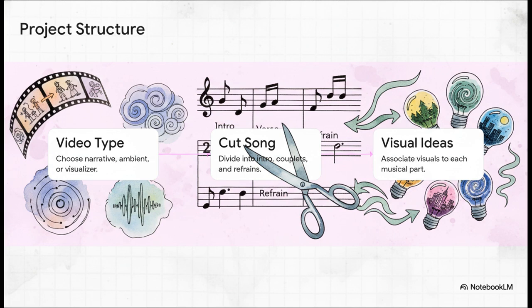Step 2, you literally take your new song and cut it into parts, the intro, the verses, the choruses. And finally, step 3, you associate specific visual ideas with each of those musical sections. By doing this, you're creating an incredibly cohesive blueprint that's going to make the editing phase an absolute breeze.